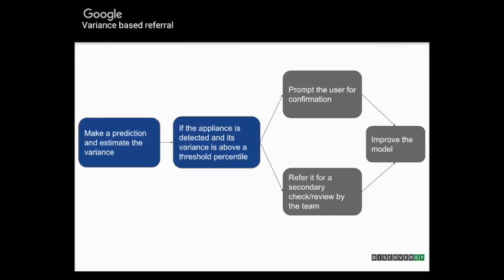This is a bit distorted here. So the schema that we came up with was that once you make a prediction and estimate the variance, if an appliance was detected by the network, and if its variance's percentile score is higher than a certain threshold, then we can either prompt the user to ask for a confirmation and show, hey, probably this was a washing machine, can you confirm? Or we can refer it to a secondary system, or at least ask our experts to check what is going wrong here. So at least we know where we are missing out. And this can further be used to improve the model.